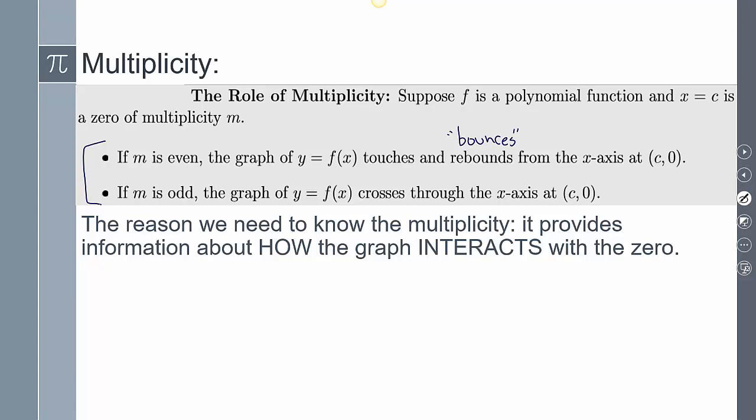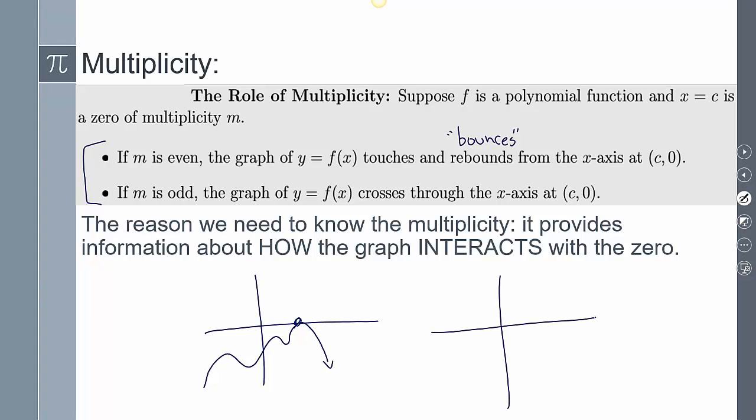Now what I mean is, let's say this is my 0, and I have my polynomial. If my multiplicity was even, it would touch it and bounce and go in the other direction. If this was my 0 and this is my polynomial, if it crossed through it, that means that I know that my multiplicity was odd.